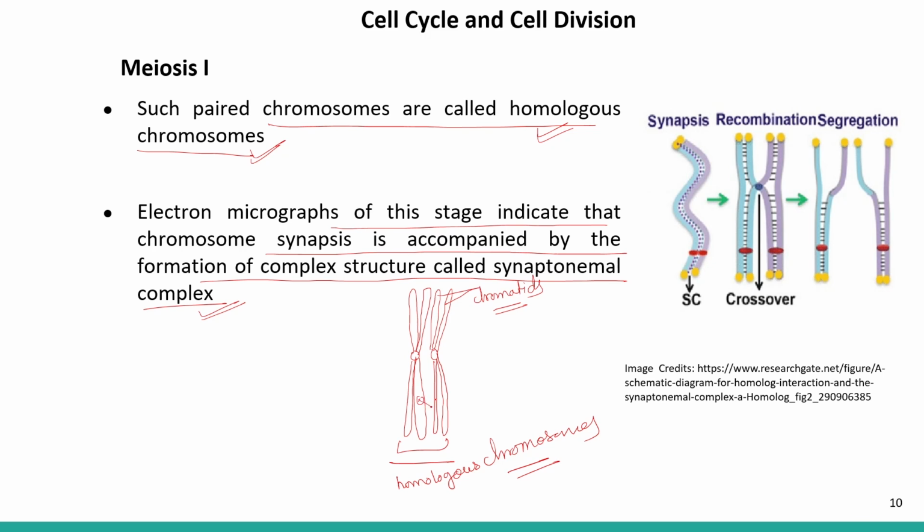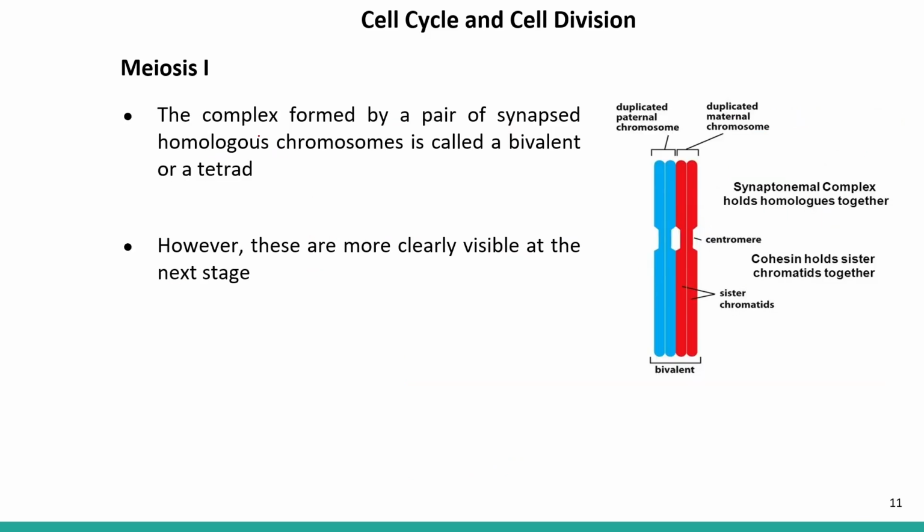Now they interchange their genetic material by forming a complex structure which is called a synaptonemal complex. And at the point where these two arms or the chromatids join, that is called a synapse. We will later see how it happened. So the complex formed by the pair of synapsed homologous chromosomes is called a bivalent or the tetrad.